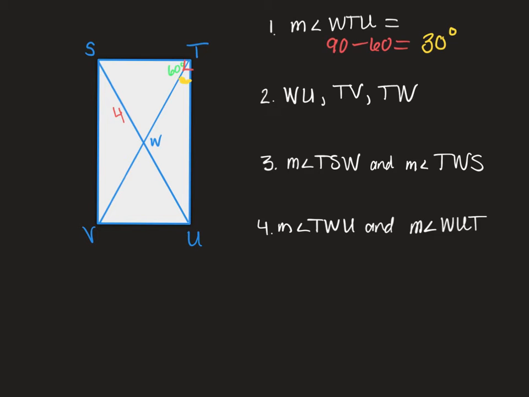Okay, so now we're looking for WU, so that is this piece right here. Remember what we learned in the last section about parallelograms: the diagonals of a parallelogram bisect each other. So that means that this is also going to be 4. And then remember that the diagonals of a rectangle are congruent, so each of these other pieces are going to be 4. So WU, from the middle to here, is 4. And then T to V, which goes all the way across, would be 8, and T to W would also be 4.